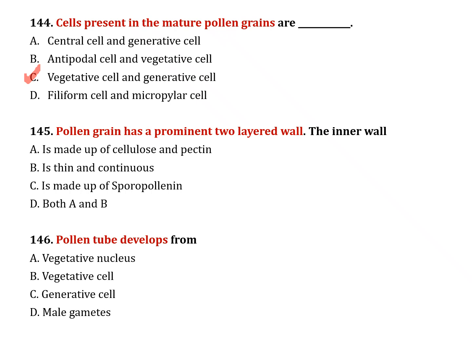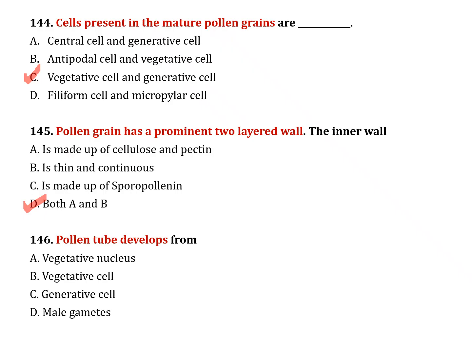Pollen grain has a prominent two-layered wall. The inner wall, option A, is made up of cellulose and pectin. Option B, is thin and continuous. Option C, is made up of sporopollenin. Option D, both A and B. Correct answer is option D, both A and B. The next question, number 146.